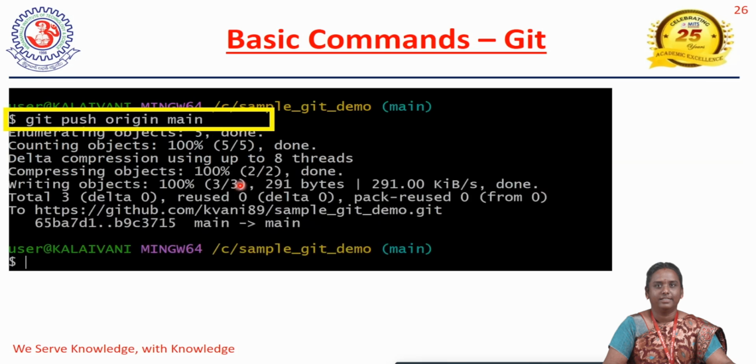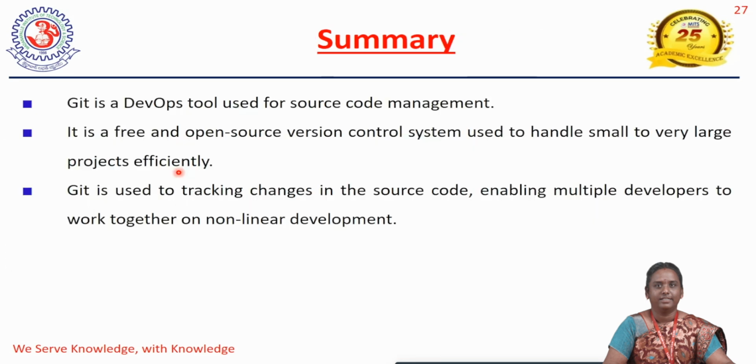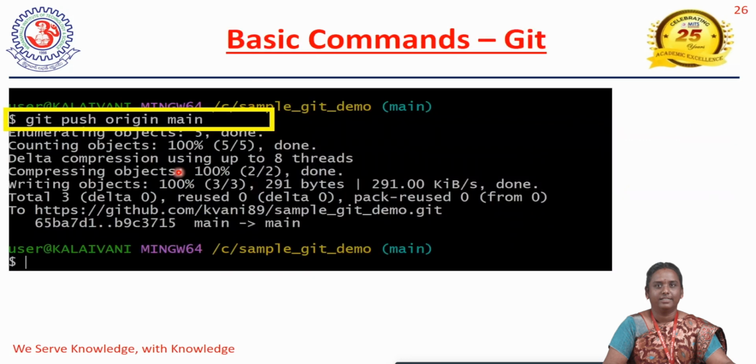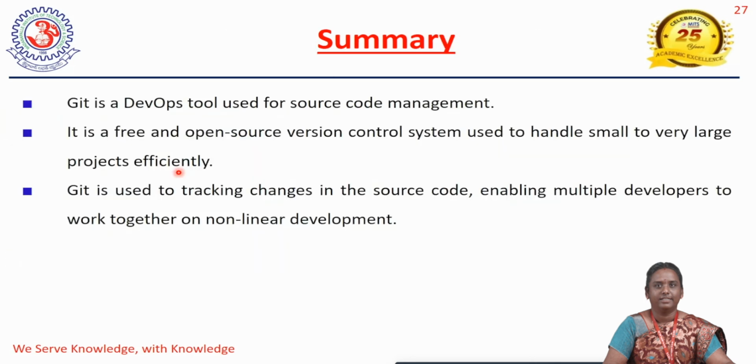Then comes the push command, which is git push origin main. All your changes will be pushed into the remote repository. Then you can see 100% completed, and all the changes will be reflected. This is all about the basic commands in Git, and then comes the summary slide.